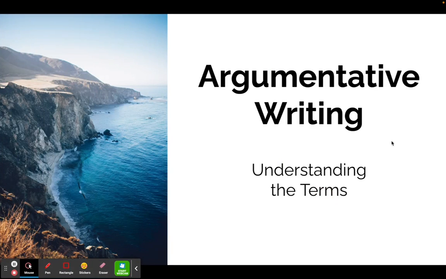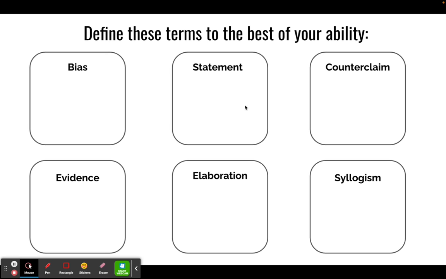On the following slide after this one, you are going to do your best to define what these terms are, based off of what you know right now. If you're like, I have never heard of bias, or I've never heard of elaboration, or I think I know what it is, but I'm not sure, just write down what you do know. If it's nothing, say, I'm not familiar with this term. If it's something, then tell me what that something is in the box.